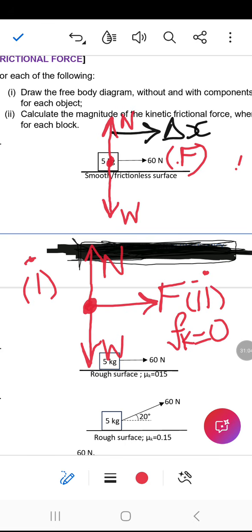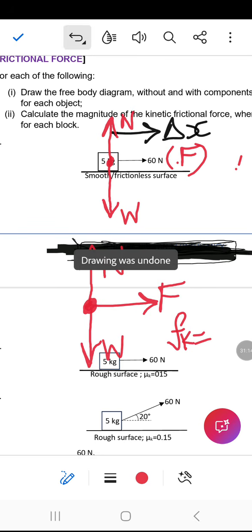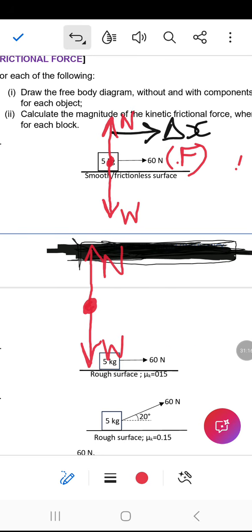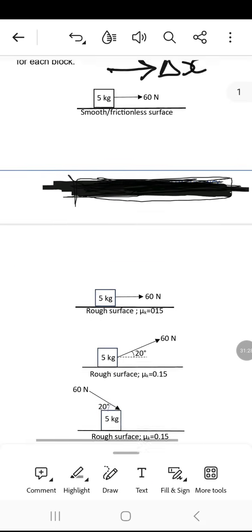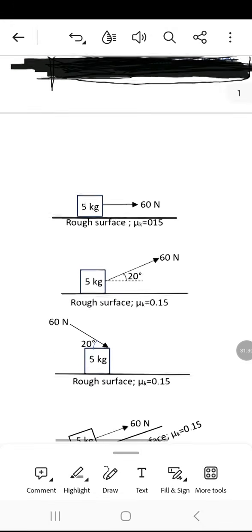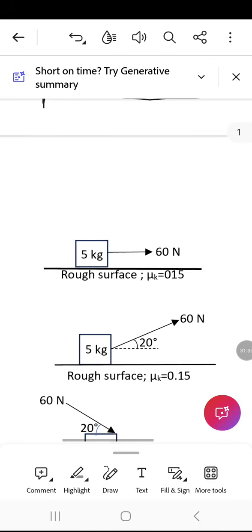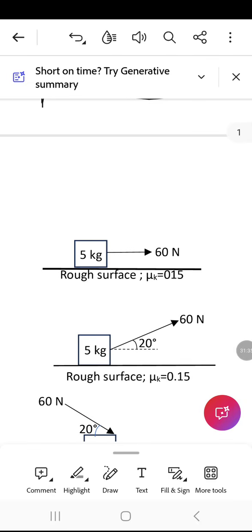Now we can move on to the second diagram, the second scenario. I'll rub out here what I did. I hope you are done copying. For the second diagram, we're still applying the same mass, a 5 kg box, and there's still a force applied of 60 newtons. But the difference is that it's now a rough surface. Since it's a rough surface, there's a frictional force acting on the object.